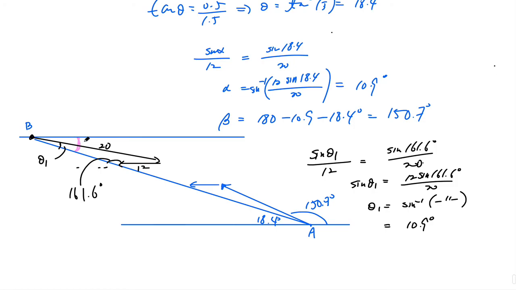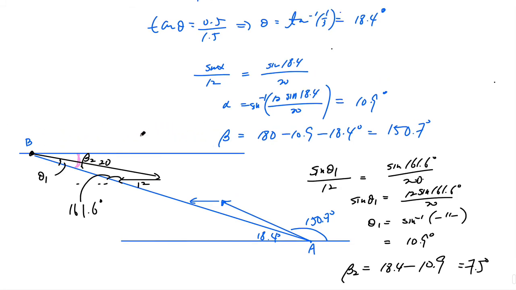So the actual direction we want, let's call this beta. We called the first one beta, so this is beta 2. Beta 2 will just be the difference between 18.4 and 10.9. The direction is 7.5 degrees from the bank toward where the destination B is. Okay, so that's the answer.